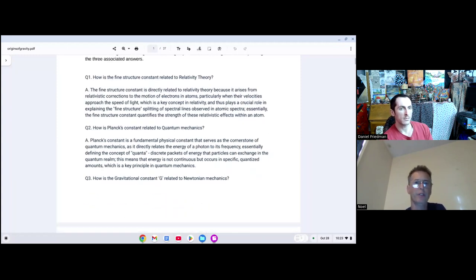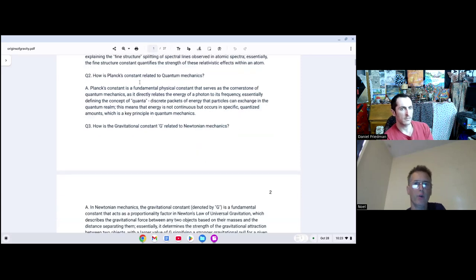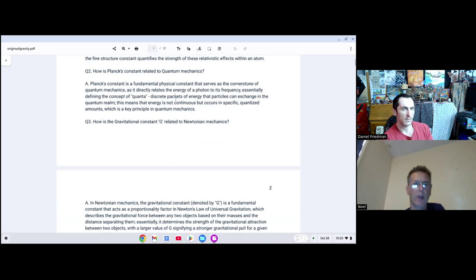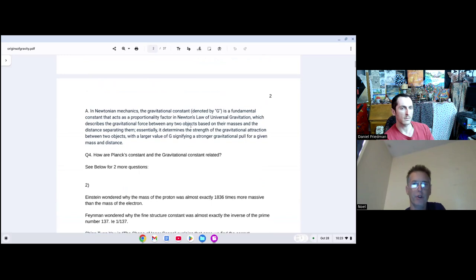Google just tells us that the fine structure constant is related to relativity theory by the splitting of the spectral lines. Planck's constant is related to quantum mechanics by the concept of quanta and discrete packets. The gravitational constant, as we know, is related to the determination of two masses acting upon one another.